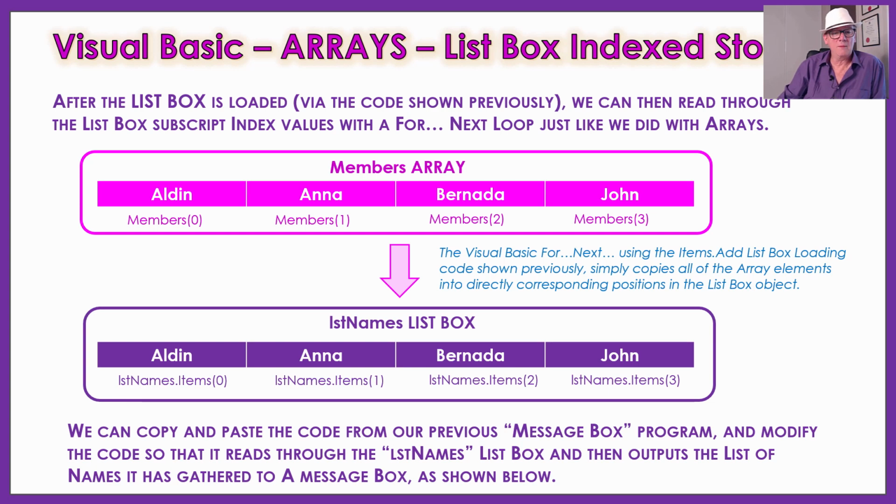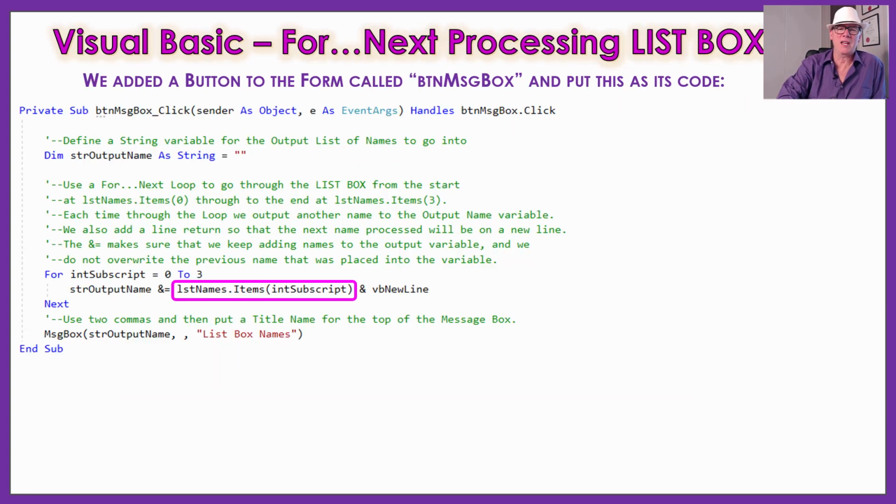And so we've got those names in a list box. What we can do is we can also take them out of the list box and put them into a message box, okay? So we're just going to add our good old message box from version 1 back into the program. Why? Because we can, that's why, all right? And it's going to be fun.